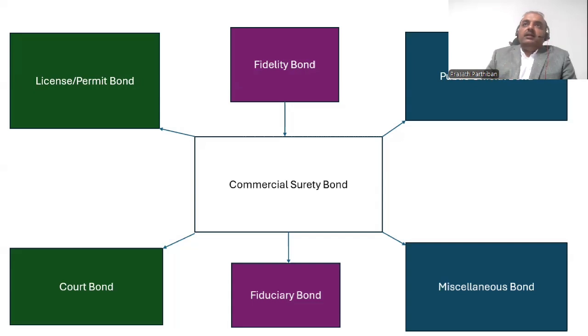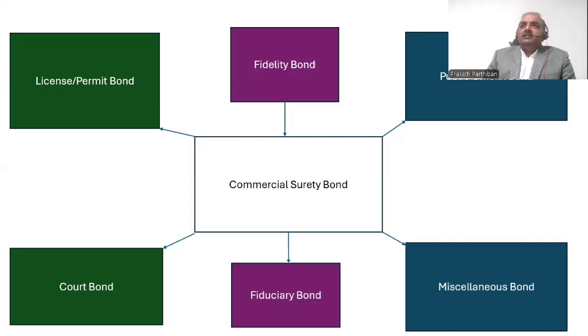Public official bond: if you are a government employee working for a government entity, then it is your utmost duty to follow all the rules and regulations listed by the government entities. If you don't follow that, then this public official bond will help the public entities recover any losses due to your failure to follow the rules and regulations.